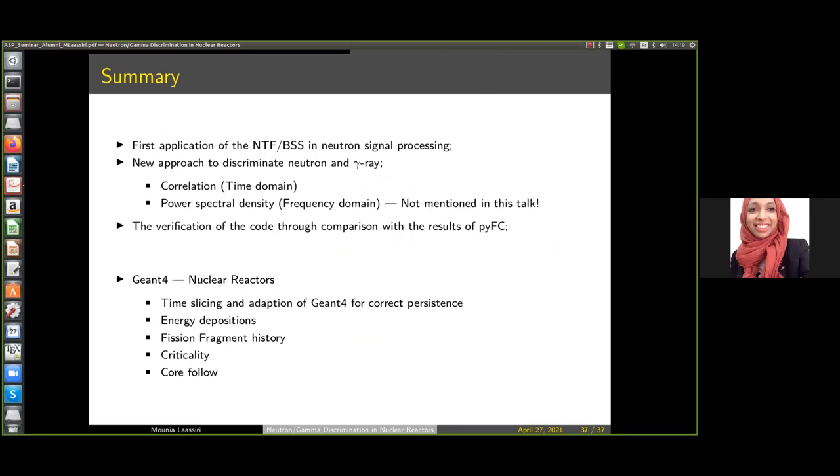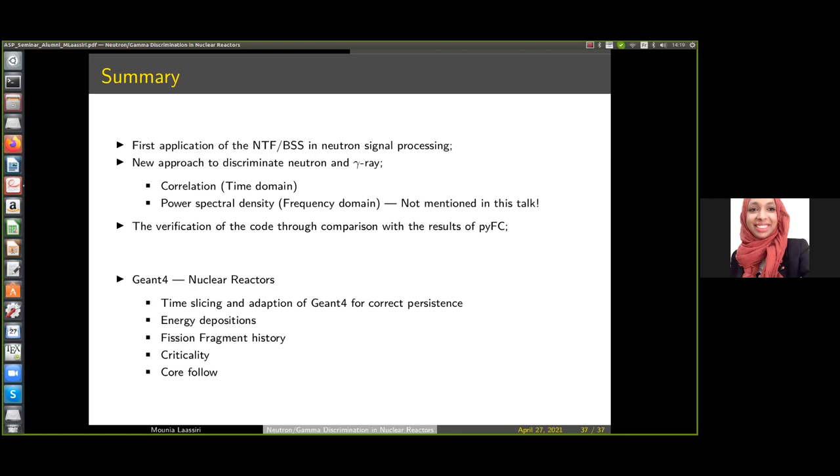In the first part, my PhD work, a new digital approach was introduced to discriminate between neutron and gamma ray pulses recorded in a mixture environment. The obtained result shows that our mixture signal observation are formed by two independent components, which we characterize by using either correlation time domain or by using power spectral density frequency domain. I didn't mention in this talk the power spectral density part. And also the verification of the control, the comparison with the results of BFC.